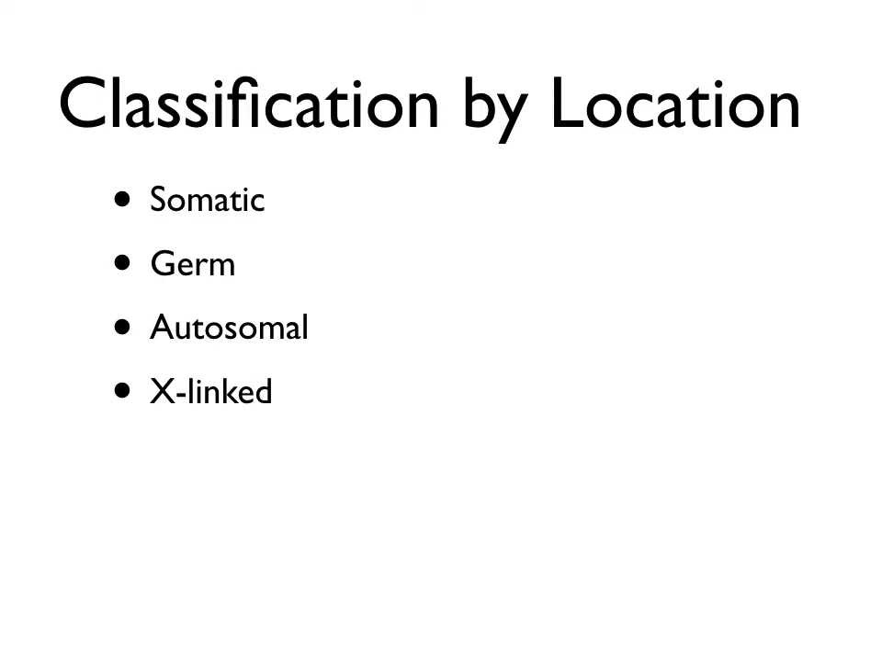We can also think of what type of chromosome these mutations are on, and these two terms, autosomal and X-linked, should be familiar to you. A mutation could be on one of the autosomes. That is, of course, most likely because they're numerically dominant, but X-linked or even Y-linked mutations certainly do arise.